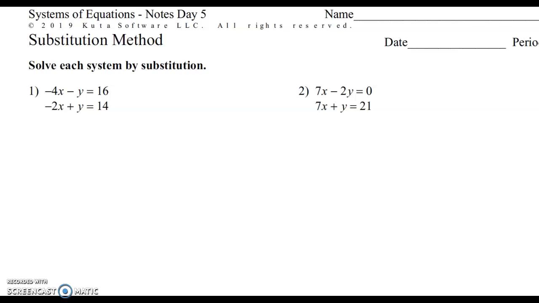Howdy folks, this is Systems of Equations, still in Chapter 6. This is day 5, the second part of the substitution method.